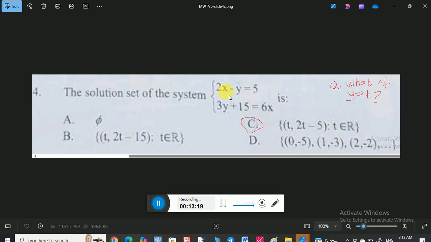If t is 0, y becomes negative 5. Negative of negative 5 is 5, correct. If we put in place of x 0, that means t is 0, y becomes negative 5, 3 times negative 5, negative 15 plus 15, 0 is equal to 0, which is correct. So for example, (0, negative 5) is a solution, and there are also other solutions. By taking different values for t, we can calculate values of y, and we get many solutions for this. It has infinitely many solutions.